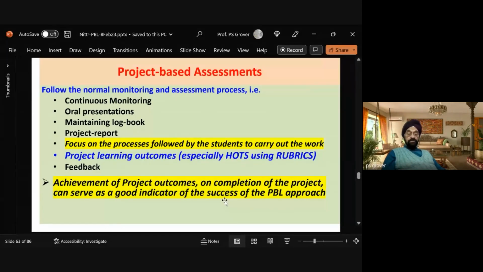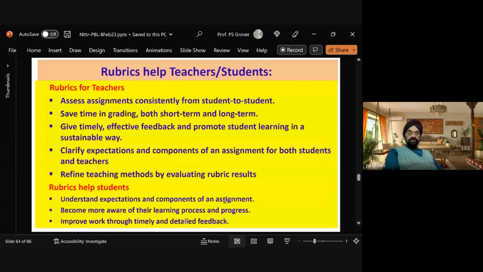The moment you bring in rubrics, it opens another very important direction of learning, which I will not go into, but it may be covered in your sessions. Achievement of project outcomes on completion of the project can serve as a good indicator of success of the PBL approach. So rubrics can help teachers to assess assignments consistently from student to student.